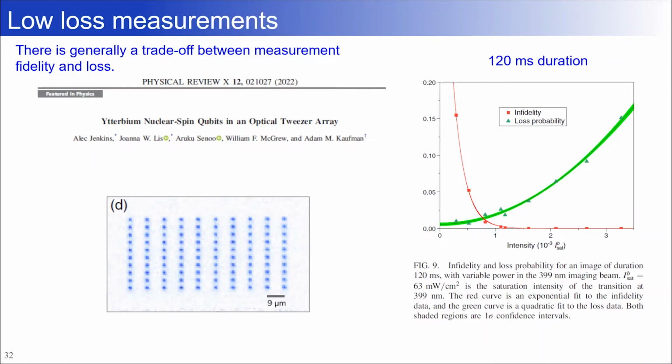How do you tell if you lost it versus if you measure it? You make a second measurement. You make another measurement in the regime where, yeah, right.